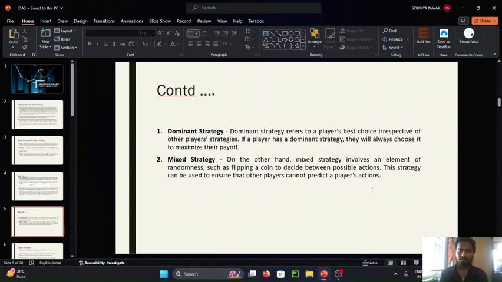Talking about the second thing, that is the dominant strategy. Dominant strategy refers to a player's best choice irrespective of the other players' strategies. If a player has a dominant strategy, they will always choose it to maximize their payoff.